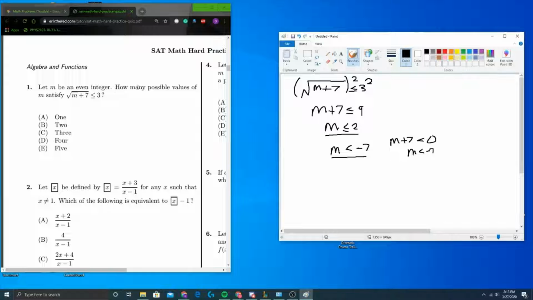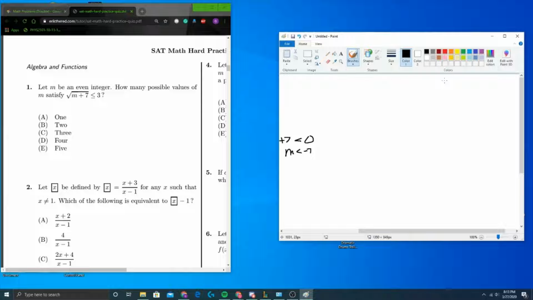And then the question asks how many possible values of m, and m is going to be an even integer. So let's go through this range. We've got 2, 0, negative 2, negative 4, and negative 6. And we can't go negative 8 because negative 8 is less than negative 7. So we have 5 values. So for question number 1, the answer is E.